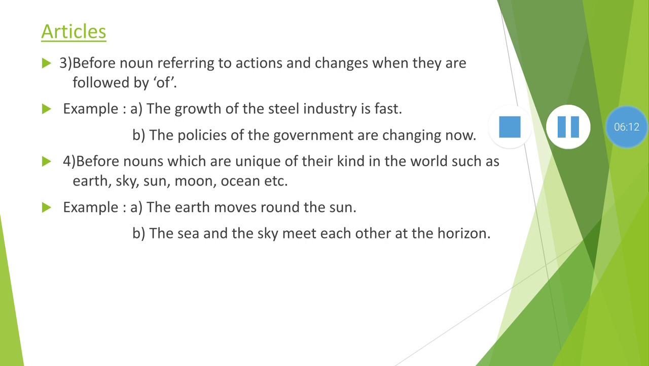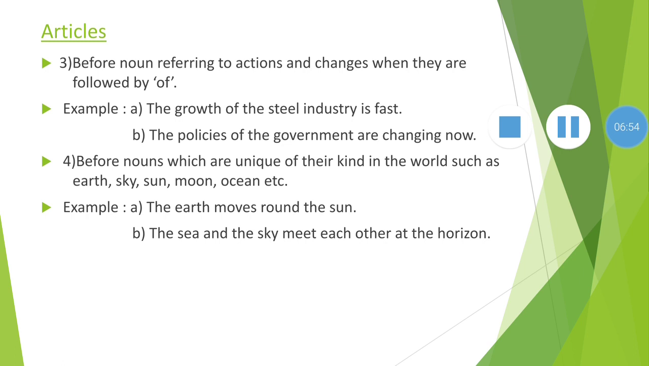For example, the earth moves around the sun means the earth is only one in the universe, that's why it is a unique thing, that's why it is a rare thing, so we use the article before the earth. On the other hand, the sun is also only one in our galaxy, in our universe, so we use the article before the sun. The sea and the sky meet each other at the horizon. In this example, the same thing, the sea is also a unique thing, a rare thing in the world. That's why we use the article before the sea.